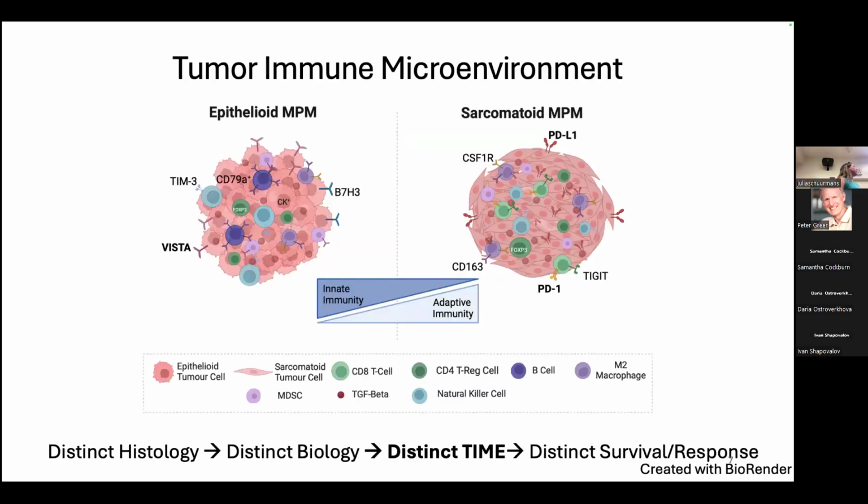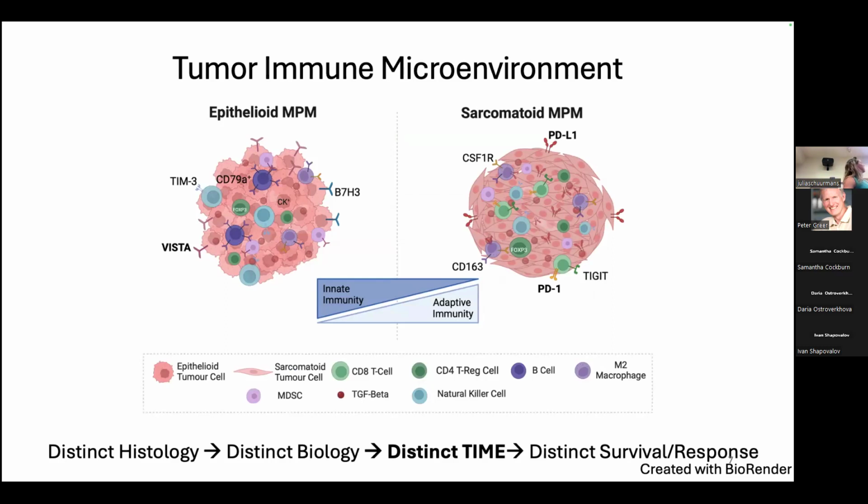That could largely be explained by the very distinct tumor immune microenvironments that we're seeing. So over here on the left, we look at the epithelioid subtype first. They have a much more, what they call, innate-like immunity within their tumor microenvironment. They're made up of not many T cells, but we do see some Treg cells in there, a few natural killer cells, and some MDSCs.